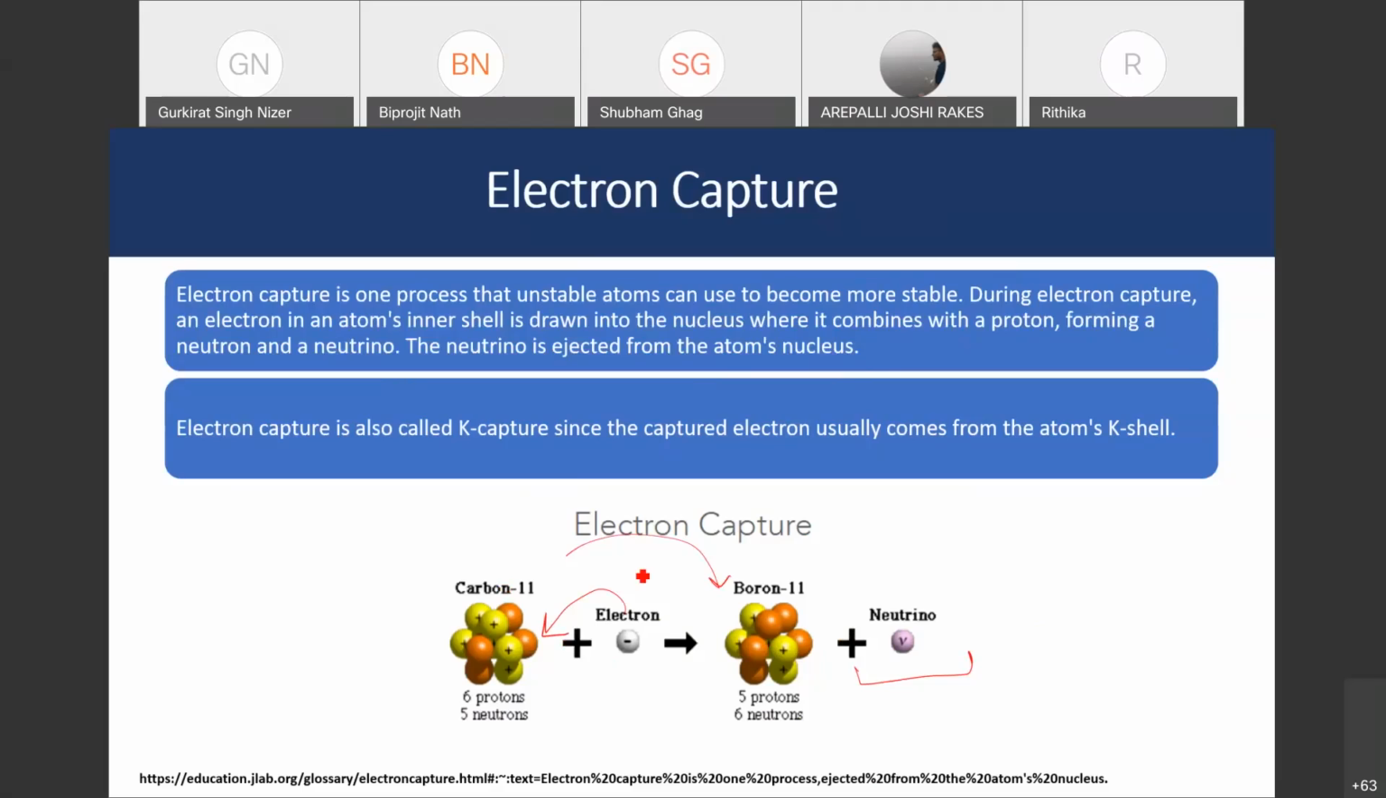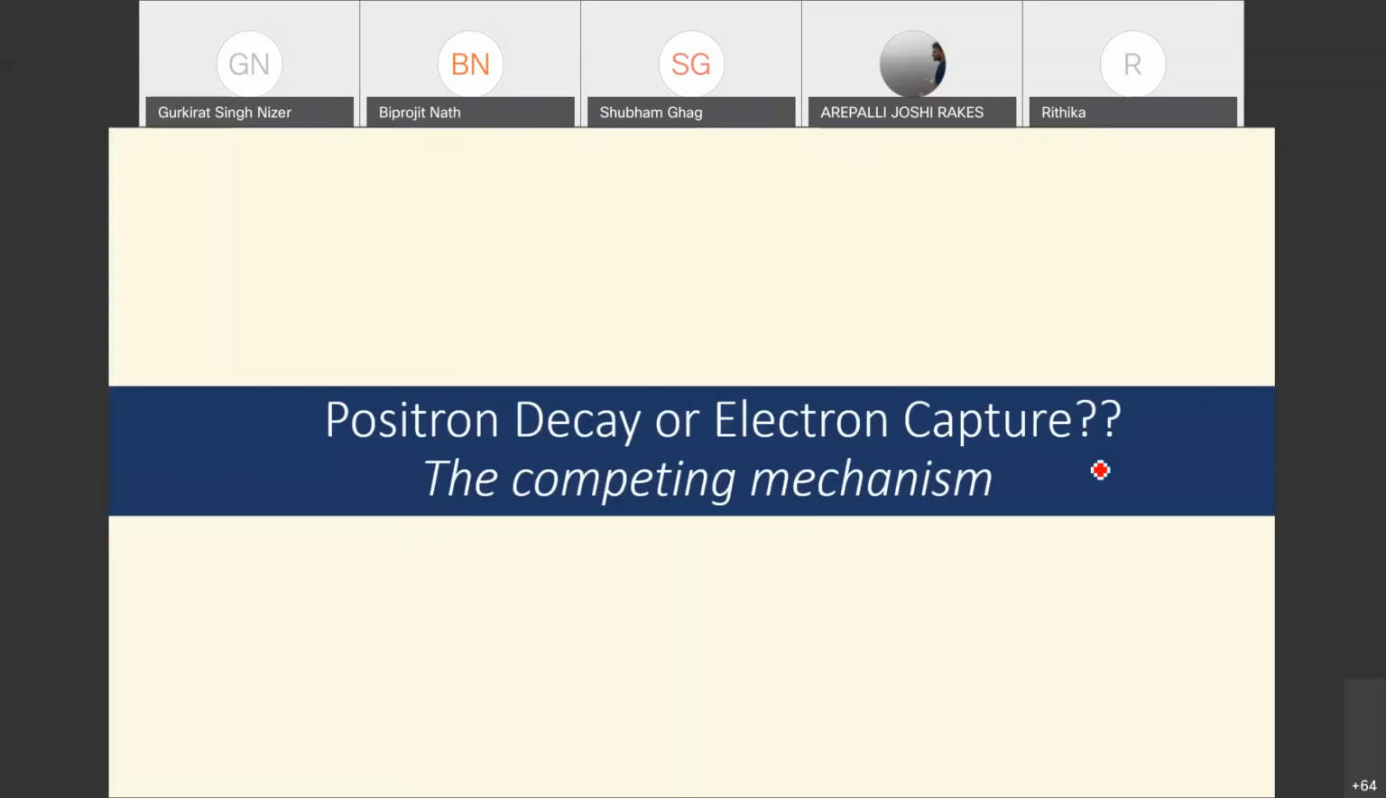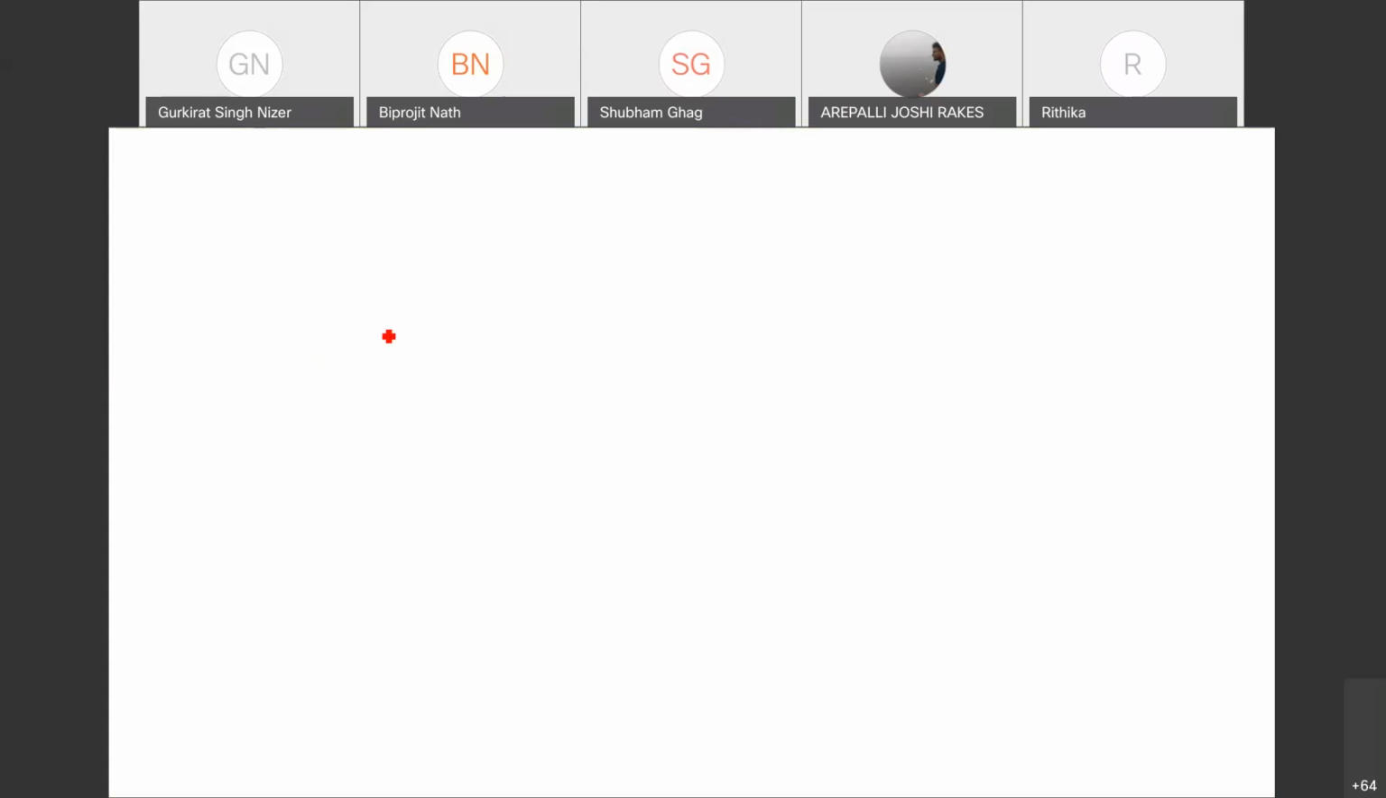And this electron capture is also called K capture, because the electron capture actually occurs from the K shell. And that's why we call it K capture also. Now we can see that positron decay occurs when a nucleus has more protons than neutrons, and the same goes for electron capture. It has more protons than neutrons. And the reaction is quite different.